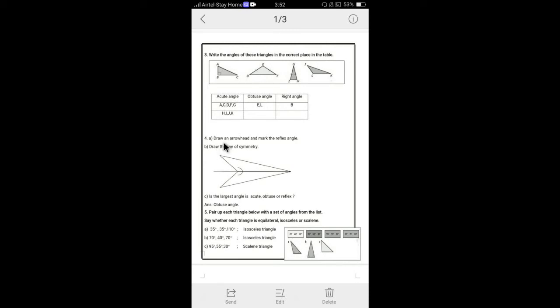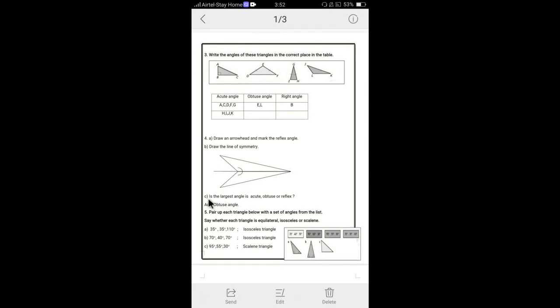In question number 4, draw an arrowhead and mark the reflex angle. We have drawn it here, and they said to draw the line of symmetry in B. I marked the reflex angle, these are the reflex sides, and I just make half of them and the middle makes a symmetry line. Opposite sides must be equal, opposite shapes are equal, same to same.